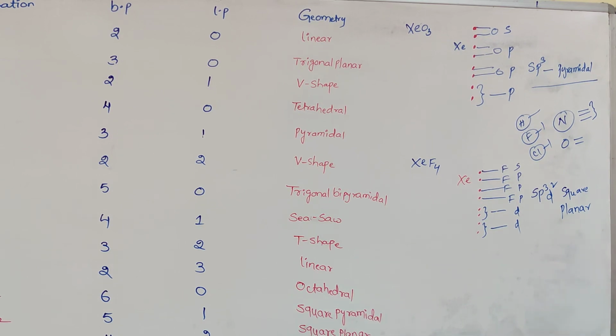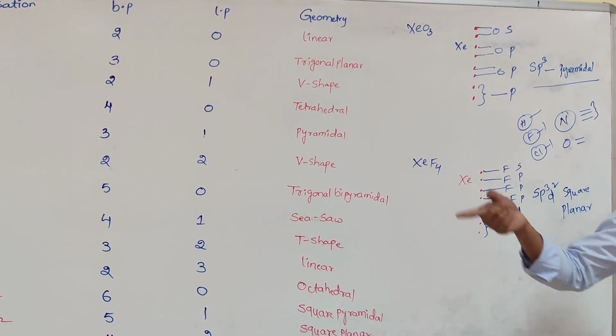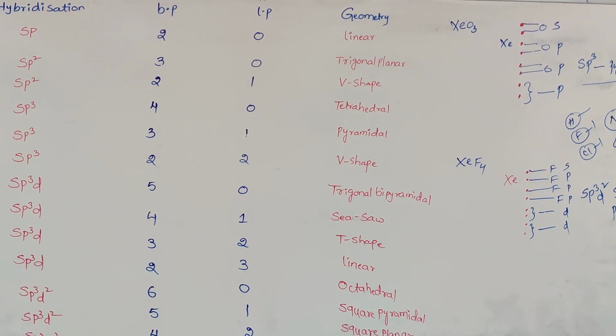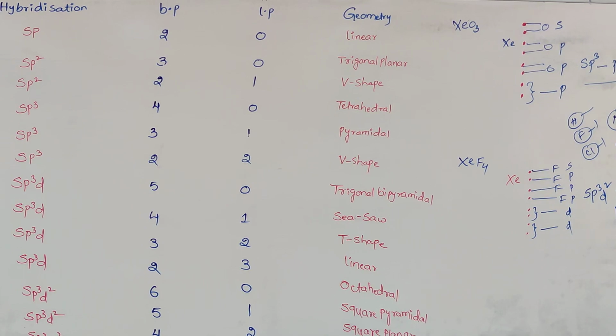So you can practice more examples, whatever are there in your textbook. You can apply this shortcut method. You will get more clarity to answer very fast about the hybridization and the geometry of a molecule. Definitely in every competitive exam, they may ask a question on hybridization or geometry of molecules. So this is about the shortcut method to find out the hybridization and geometry of a molecule.